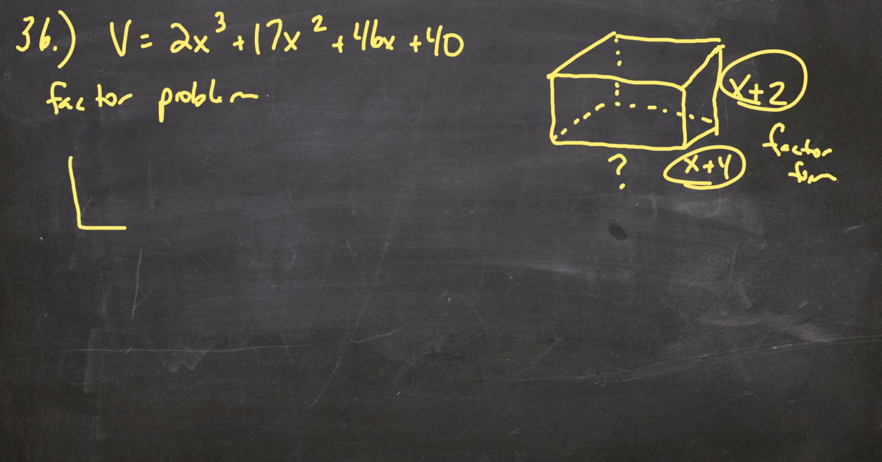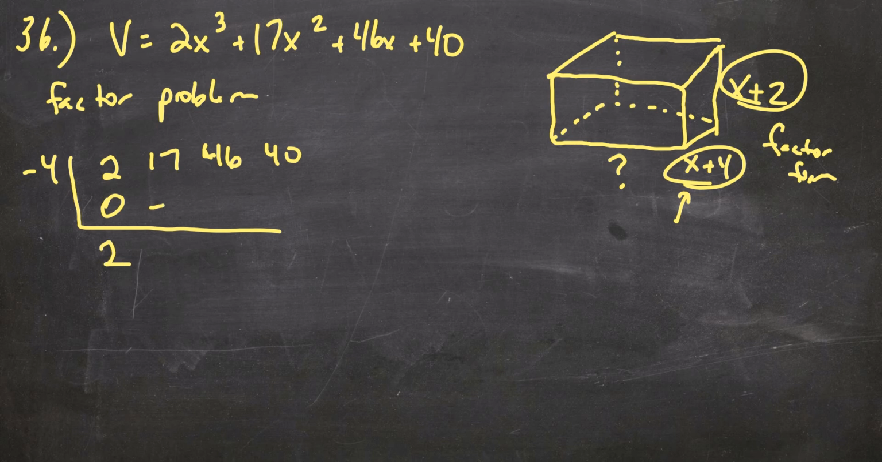So the first thing I'm going to do is make my box. I'm going to put 2, 17, 46, and 40 inside the box. I'm going to put negative 4 outside because I'm going to be using this one first. Put 0 here. 2 plus 0 is 2. 2 times negative 4 is negative 8. 17 minus 8 is 9. Negative 4 times 9 is minus 36. I'm left with 10. Negative 4 times 10 is negative 40. So then I have 0 remainder.